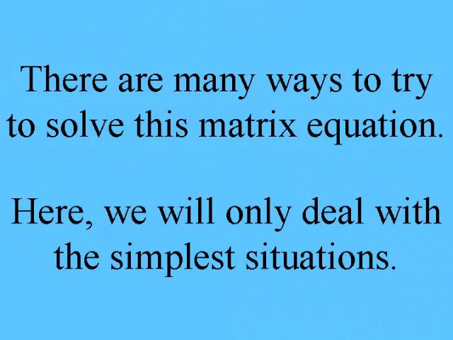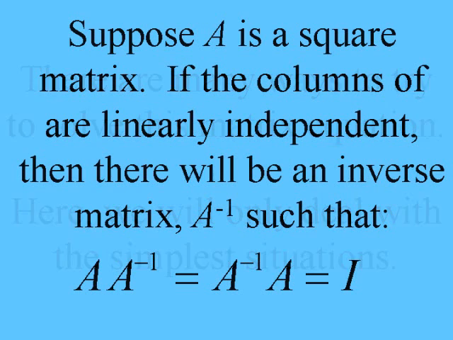There are many very interesting ways to try to solve this matrix equation, but here we'll only deal with the simplest situations. Suppose that A is a square matrix. That means it has as many rows as columns. If the columns are linearly independent, then there will be an inverse matrix, such that A times A inverse equals A inverse times A equals I, the identity matrix. Also, I'm assuming the matrix is well conditioned. That's the COND command if you're using MATLAB.